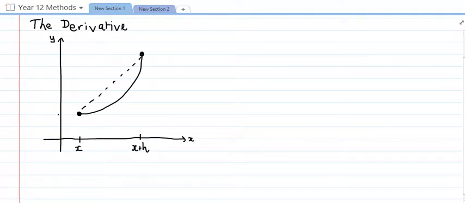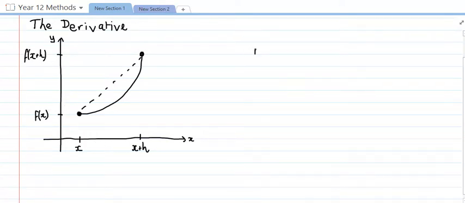The y value for this point would be given by f of x, because we get the y value by subbing x into the equation, whatever the equation happens to be. And the y value for this point here would be given by f of x plus h, because when we sub x plus h into the equation, we get that y coordinate. Now I can calculate the rise and the run, because the rise is the difference between these two values, and the run is the difference between these two values.